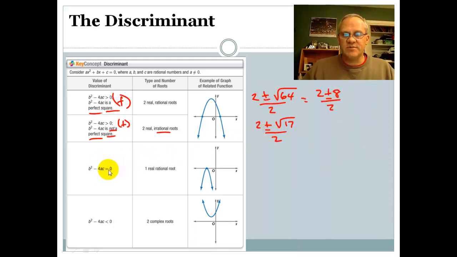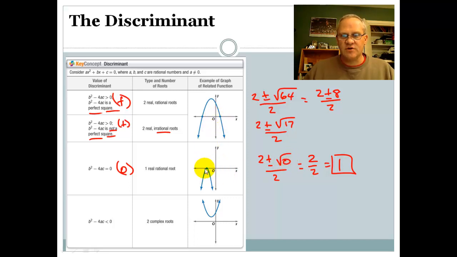Then the third possibility here is if the discriminant is equal to 0. Let's say you had 2 plus or minus the square root of 0 over 2. Basically, when this becomes 0, it takes away the plus or minus, because it's 2 plus 0, which is 2, or 2 minus 0, which is also 2. So this would just simplify to 2 over 2, or just 1. Whenever we have 0 for our discriminant, it takes away the 2 root part. That basically means both roots are the same thing. And of course you can see the graph would look something like this, where it just touches in one spot.